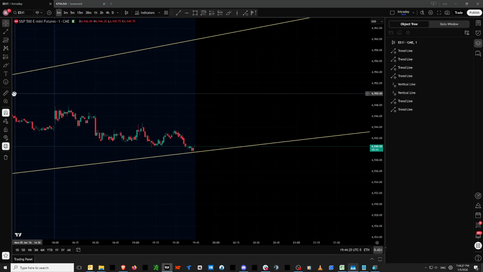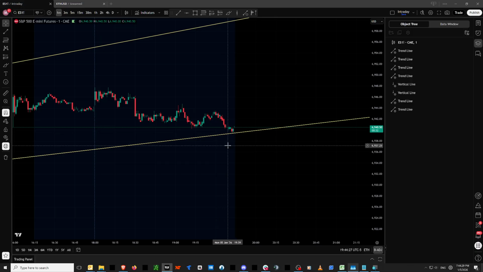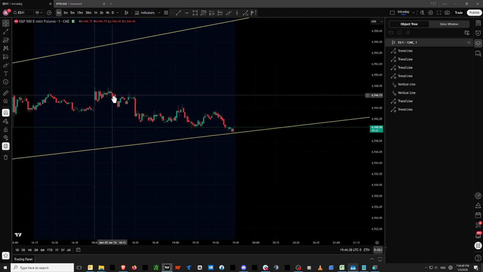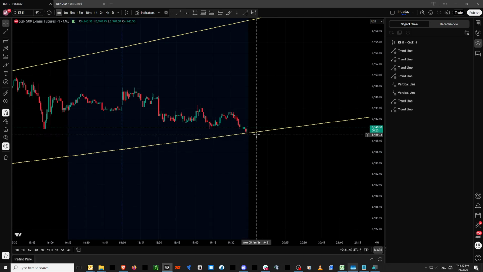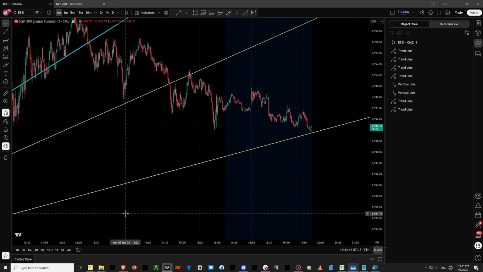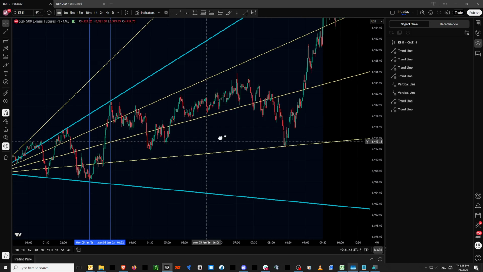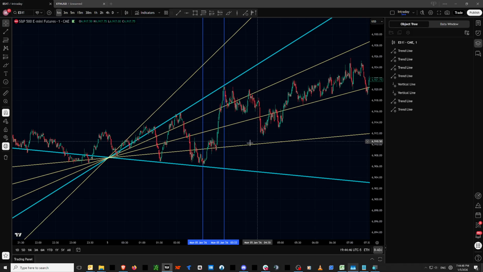What else? Look at that. We're at today. We're actually at the 1 minute. Here's market open right back here. And we have gone to a trend line that started, when was all this drawn? January the 5th. This can't be January the 5th.